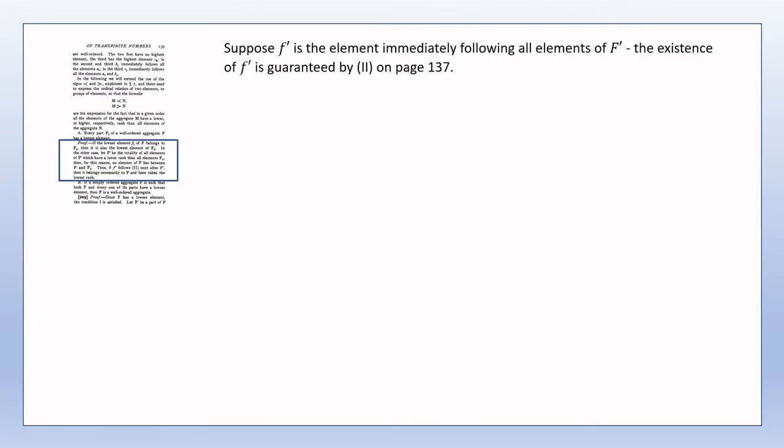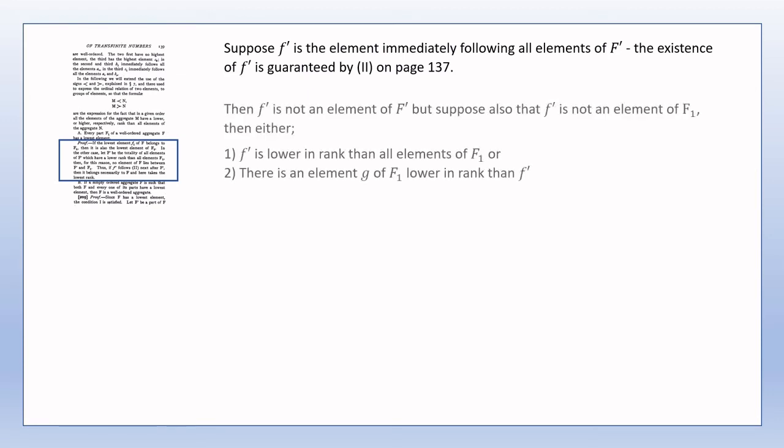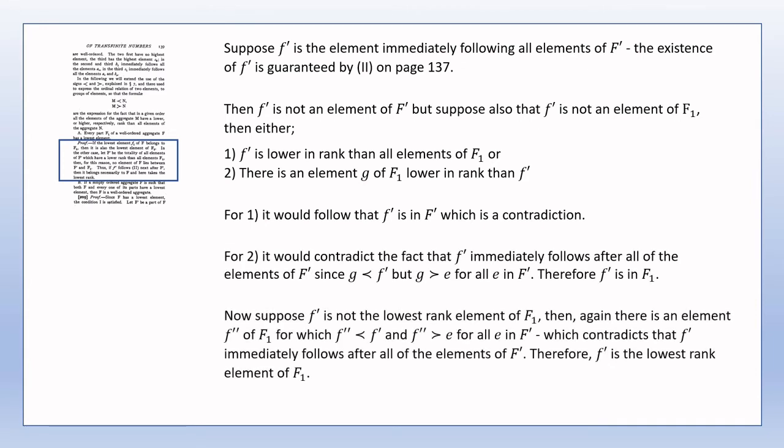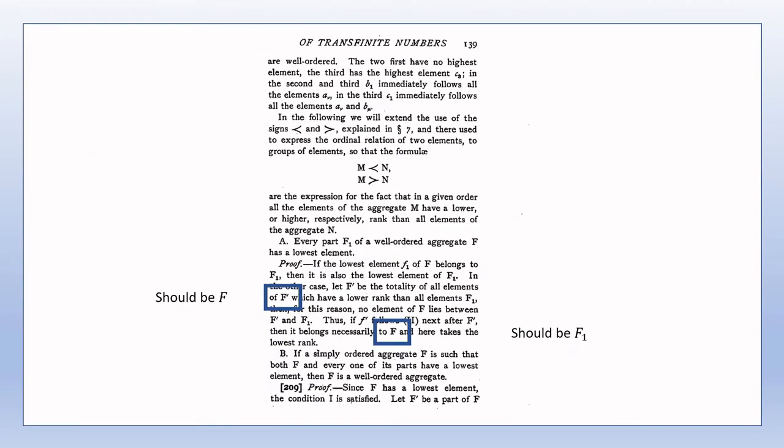If there's any doubt about the legitimacy of the claim at the end of the proof of Theorem A that f' necessarily belongs to f1 and takes the lowest rank, then a simple contradiction argument which I'll show on the screen now suffices. The corrections for two typographical errors on page 139 are indicated on the screen.